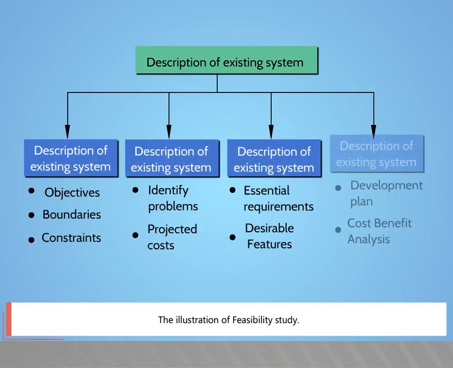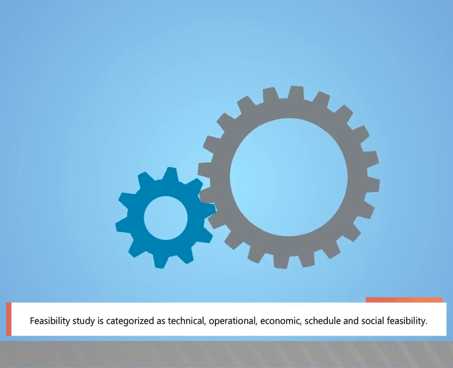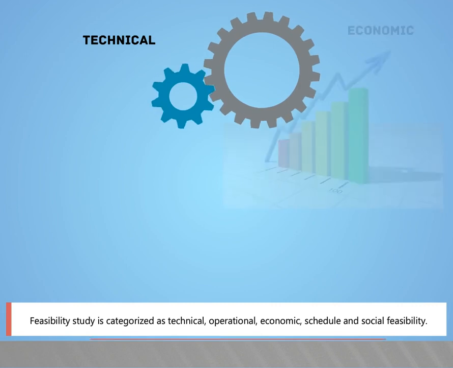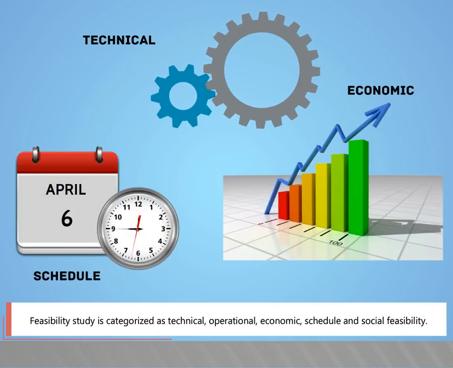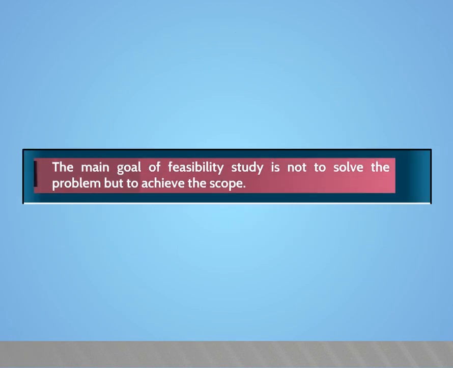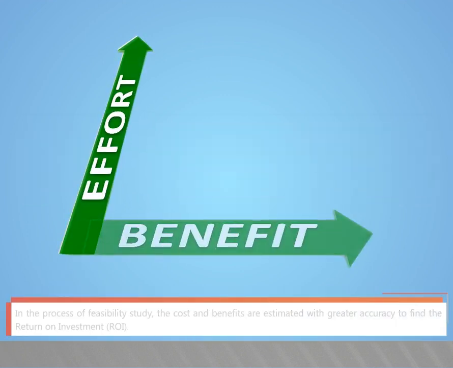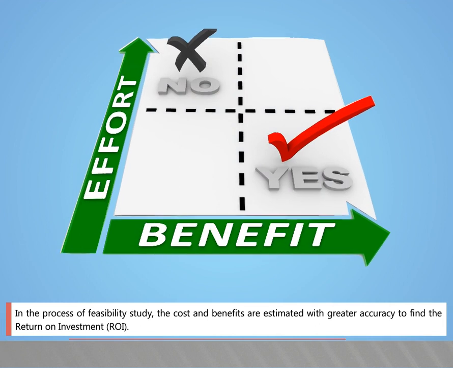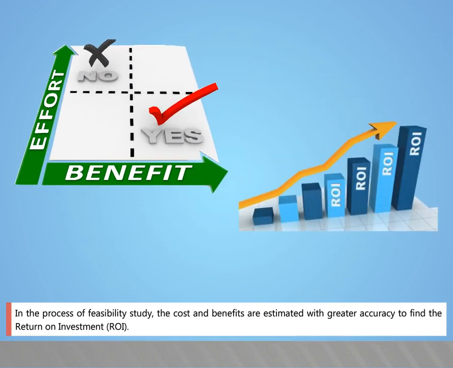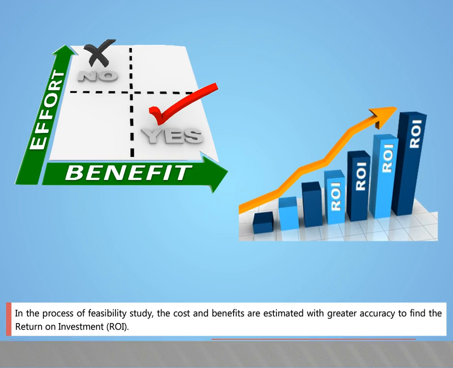The illustration of feasibility study. Feasibility study is categorized as technical, operational, economic, schedule, and social feasibility. The main goal of feasibility study is not to solve the problem, but to achieve the scope. In the process of feasibility study, the cost and benefits are estimated with greater accuracy to find the return on investment, that is ROI.